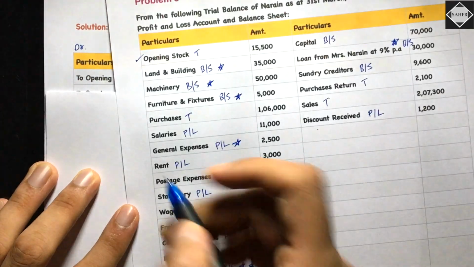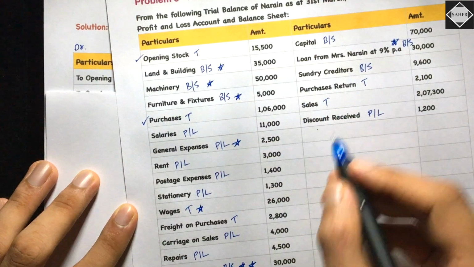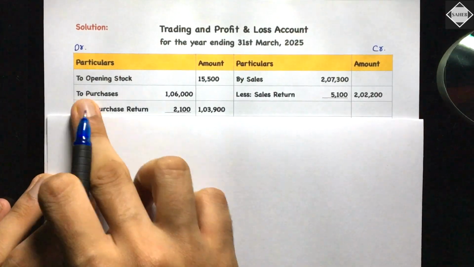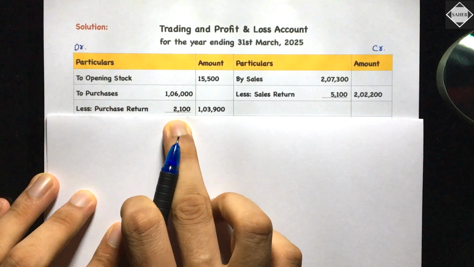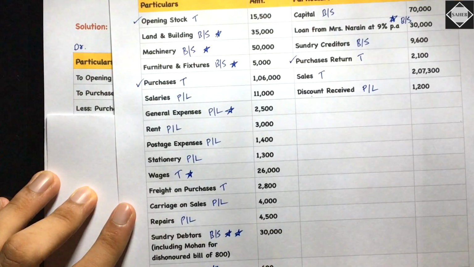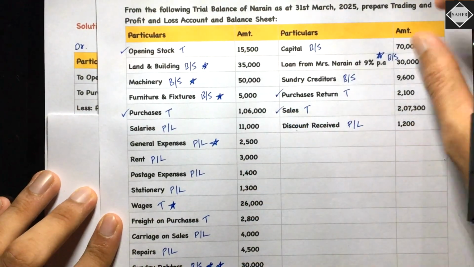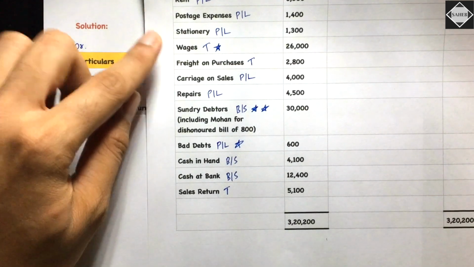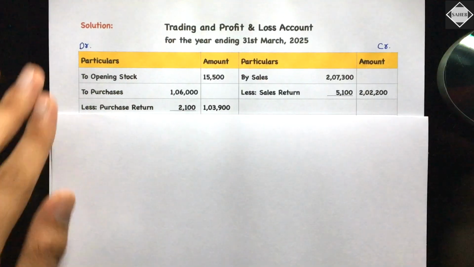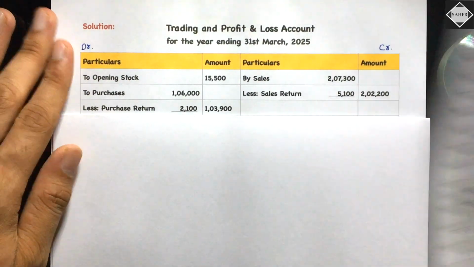Then what do we have? Then we have the trading account item purchases, 1,06,000. Immediately look for purchase return, that is 2,100. We just have to subtract it. Purchases 1,06,000 minus 2,100 return is equal to 1,03,900. Then sales also. Let's take sales. How much? 2,07,300. Immediately look for sales return. Where do you have it? Yes, 5,100. Take it. Is it simple? 2,02,200.